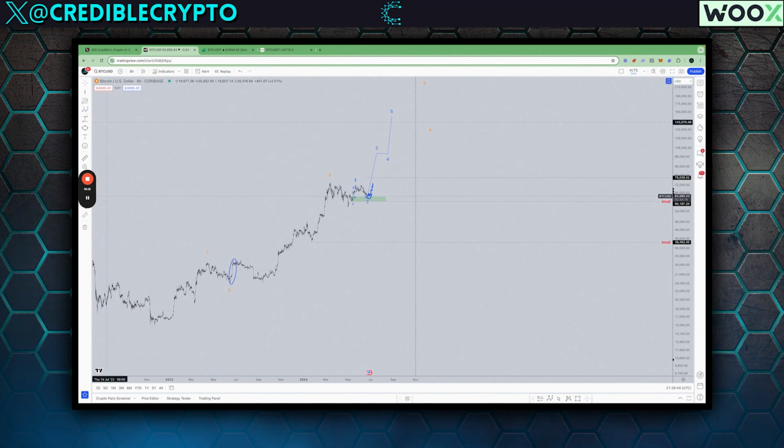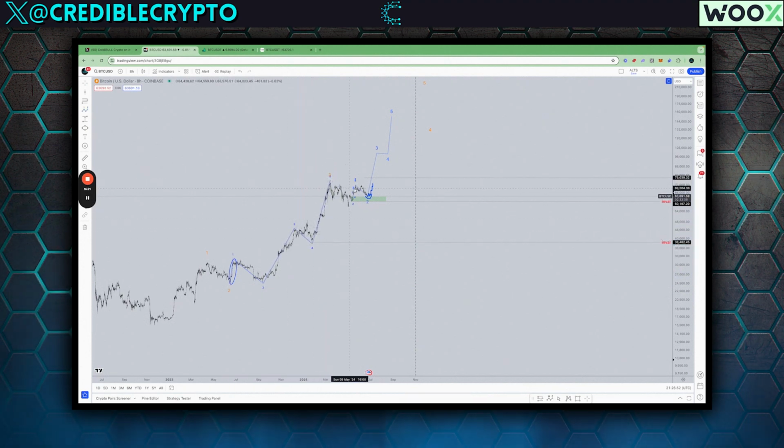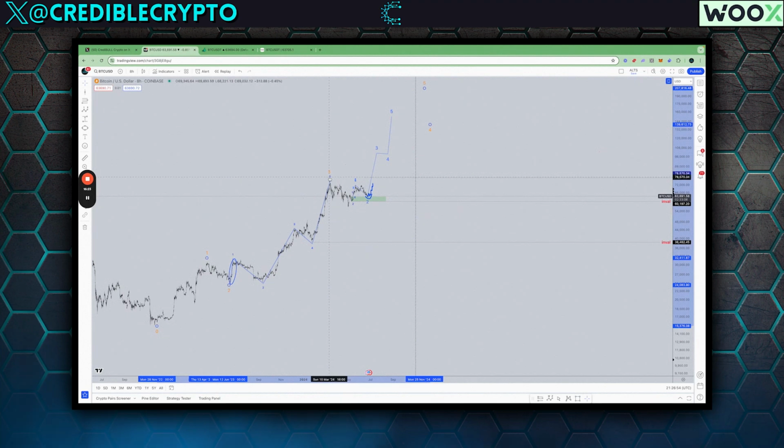And so this third wave, I believe we got this subwave 1, 2, 3, 4, 5. And that this corrective move was actually the fourth subwave of this third wave. This third wave is now complete, in my opinion, and this is our major fourth wave that we were looking for earlier. And we are now, in my opinion, in the final fifth wave to the upside.